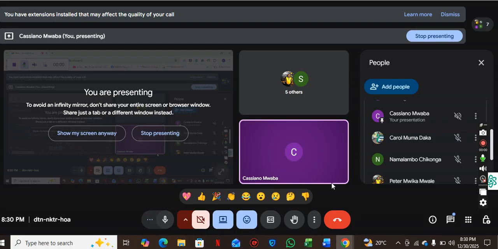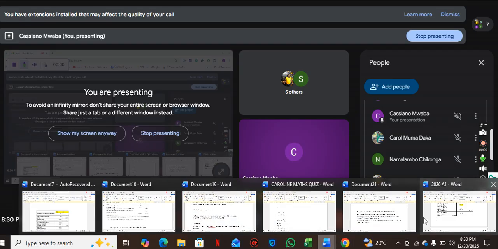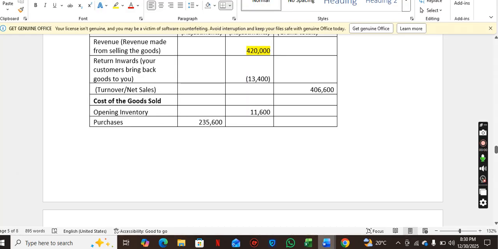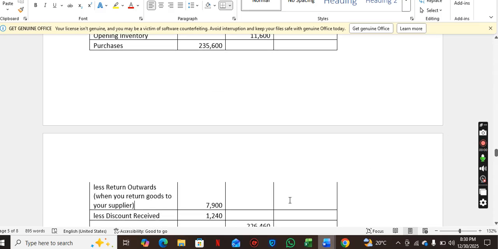If you buy 3 phones worth 1,500, and each phone is 500 kwacha, and you find one phone is defective and you return it, what happens to that 1,500 kwacha which you originally paid? Does it remain the same? Does it increase or does it reduce? It reduces. So that's what we're saying. Less return outwards. Contra expense account. It reduces the purchase expense.